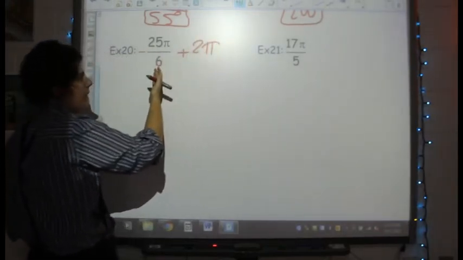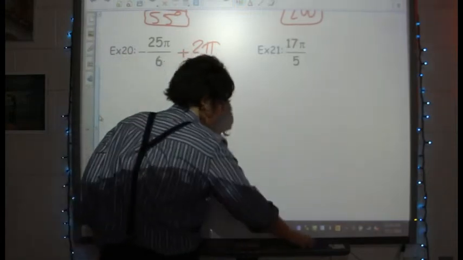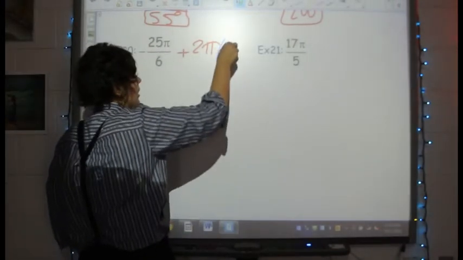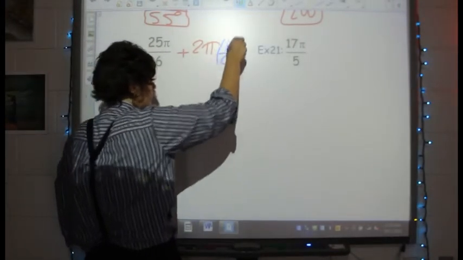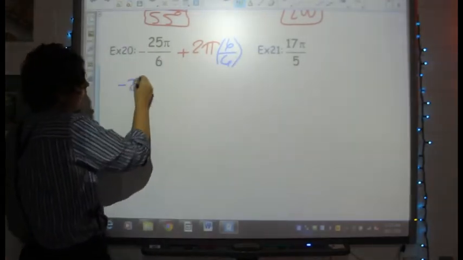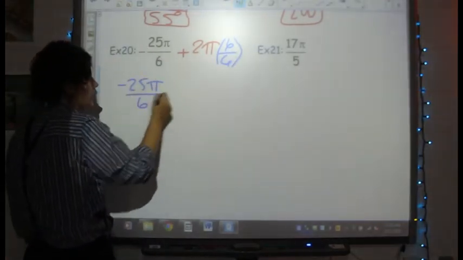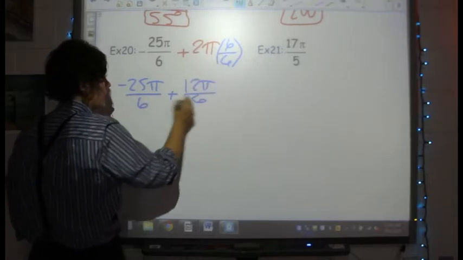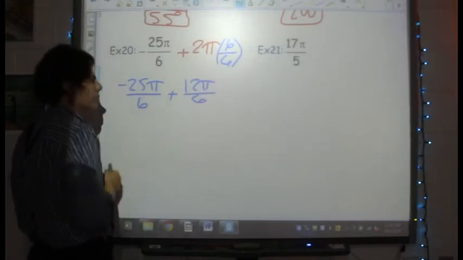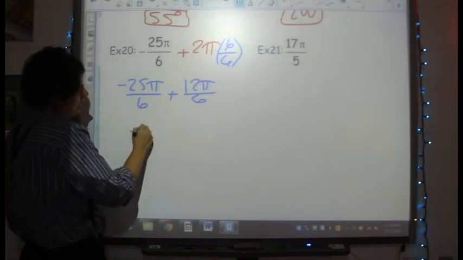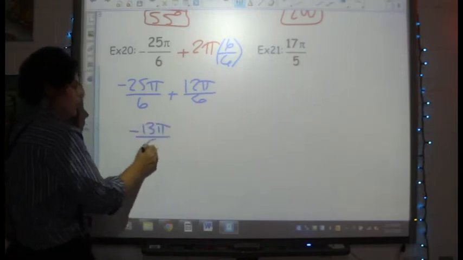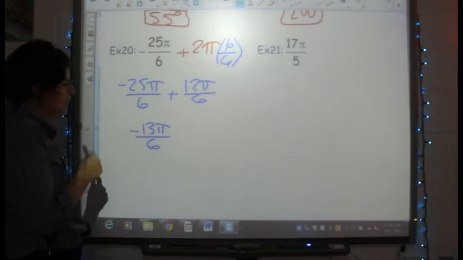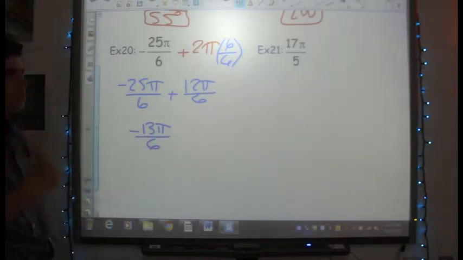But wait, there's a fraction. Remember, when you're going to add fractions, you need to have like denominators. So we're going to multiply our 2 pi by 6 over 6. So this is really negative 25 pi over 6 plus 2 pi times 6 is 12 pi over 6. And here I have negative 25 plus 12. That means I'm going to have a negative 13 pi over 6, which is still not in my unit circle. It's still not between 0 and 2 pi, which is the same as 0 and 360.